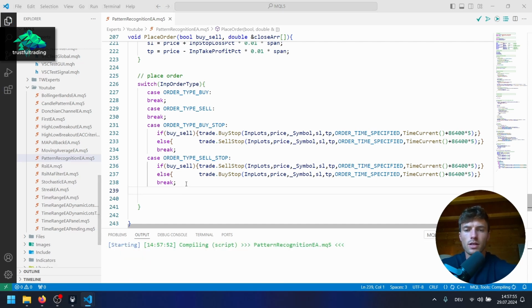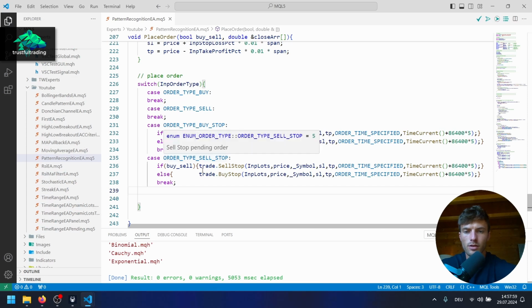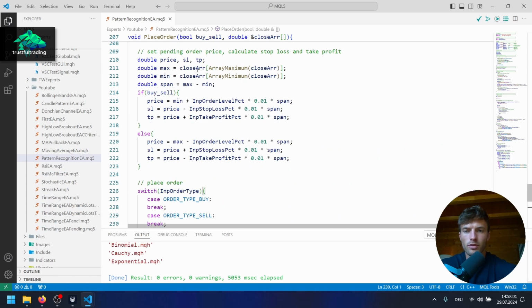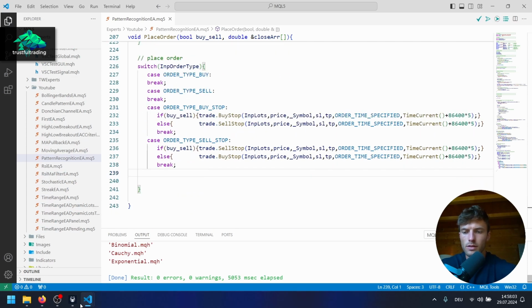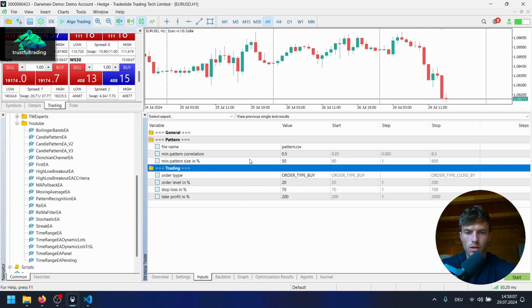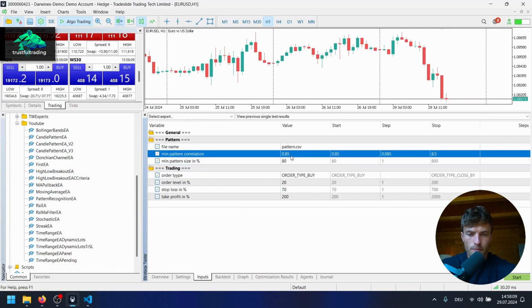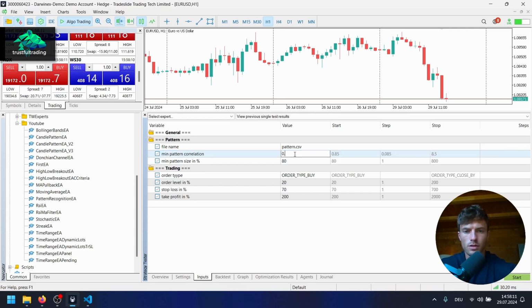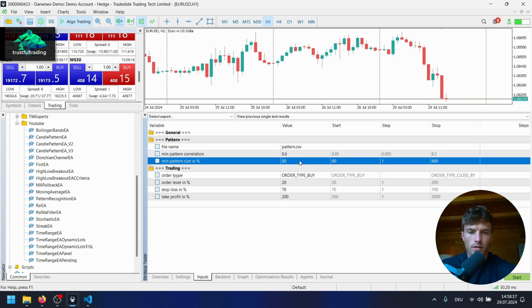And now I want to test this in the MetaTrader 5 tester. So we can use already the buy stop and the sell stop with our stop loss and take profit calculation here. So let's switch to the platform, select the EA, visual mode. Here the default parameters. I will reduce the correlation threshold to 0.6. Maybe like this.